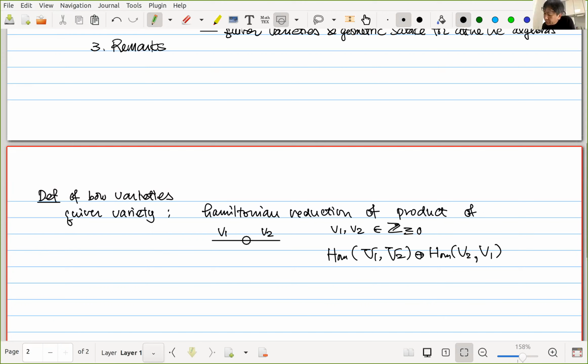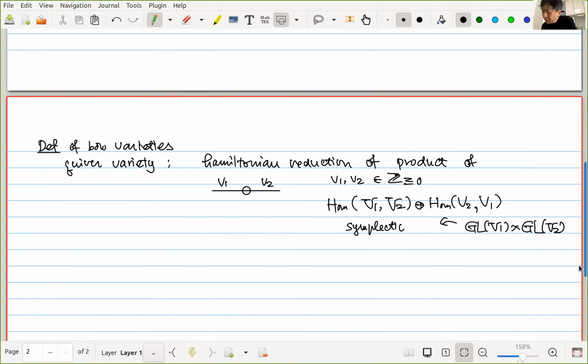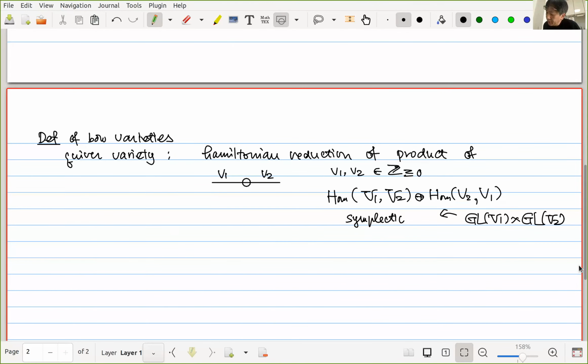Here are the vectors, and this is surjective, and the action of GL. Only the action, and take various vector spaces, their product, and take a Hamiltonian reduction by the product.